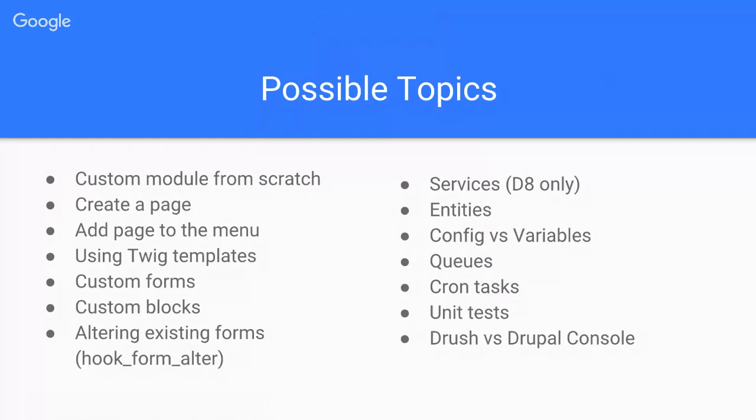Creating a page, just an actual page for that module. More like a page callback rather than just creating a node. So everything we're talking about today is pretty much outside of the node and taxonomy and things like this. It's custom module, custom functionality type. So creating a page and then adding that to the menu, we'll go over that. Using Twig templates for those pages.